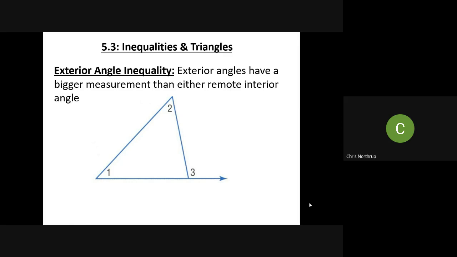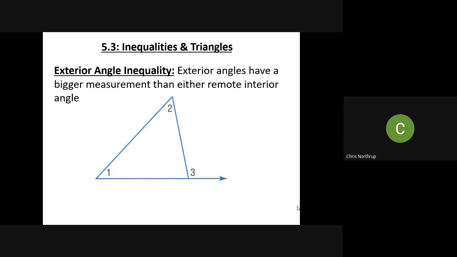With this triangle right here, we can remember that angle 3 is an exterior angle to that triangle, and angles 1 and 2 are remote interior angles. If we were to compare the measure of angle 3 to either the measure of angle 1 or the measure of angle 2, since we have to add those together in order to get the measure of angle 3, we can say that the measure of angle 3 has to be larger than the measure of angle 1. We can also say that the measure of angle 3 has to be larger than the measure of angle 2. So to summarize, for any exterior angle to a triangle, its measure will always be bigger than either one of your two remote interior angles.